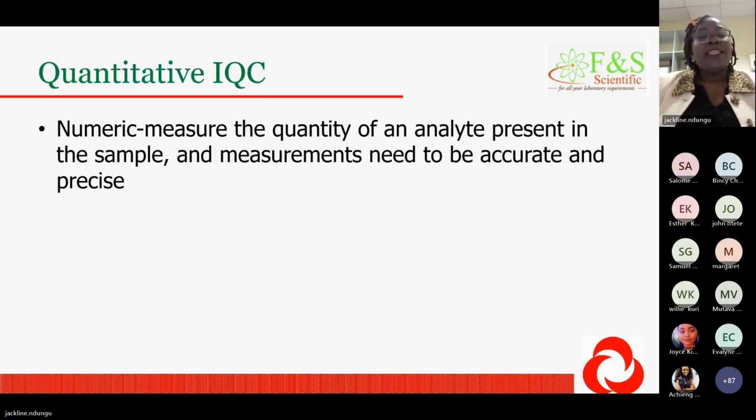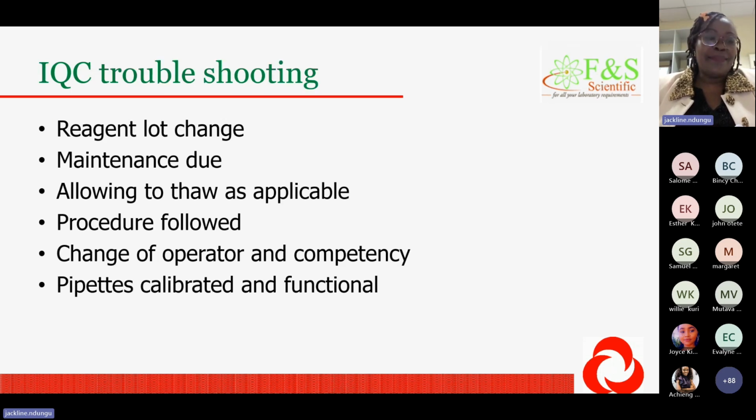In terms of quantitative QC, this one is where we are using numerics, numbers. Numbers come in here and we measure the quantity of the analyte that is inside that sample. And after we have done the measurement, we must make sure that it's accurate and precise. When I talk in terms of accurate, we compare to the standard. What you have used to compare is comparable. What is precise is what can be reproducible. If I do the same test right now and I run it the same time, all factors constant, it should give me results that are close to each other. That is what we call precise.